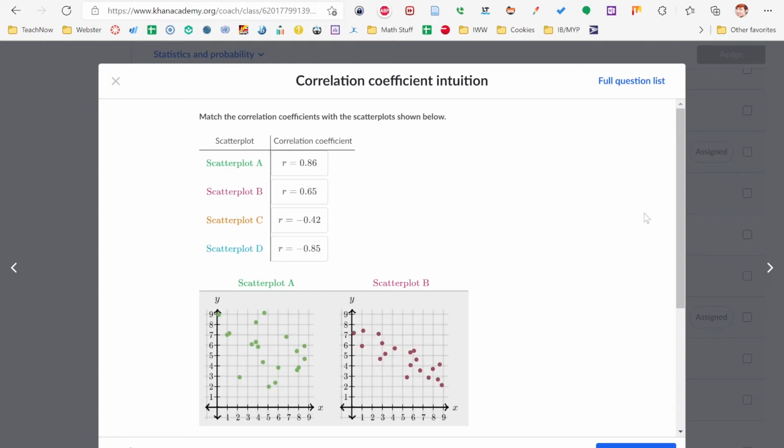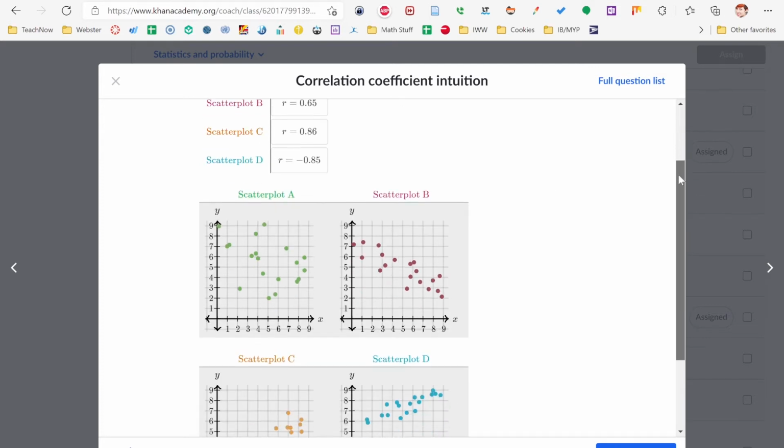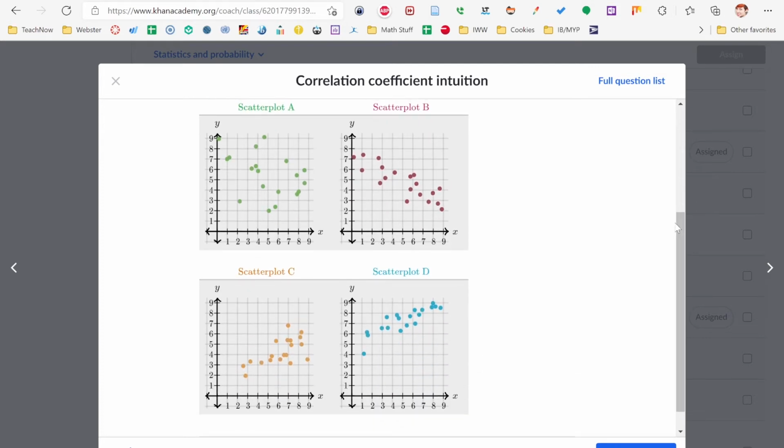This next one, it's just the same thing. So I'm going to walk through a couple examples of this. So here I have 4 choices. I can move them around however I want. I mean, obviously not however I want to get them correct. So I'm looking at the scatter plots. Let's just take a look at the scatter plots at first.